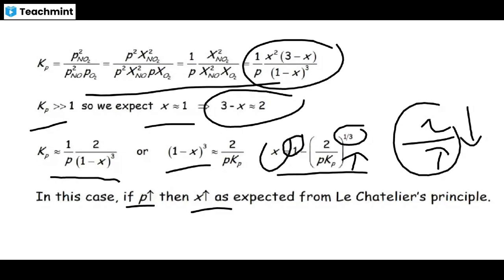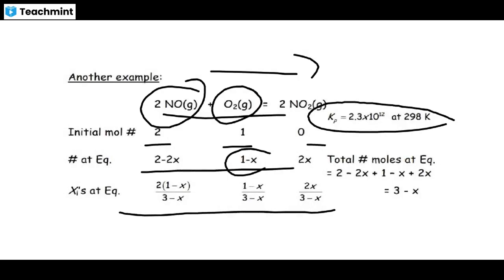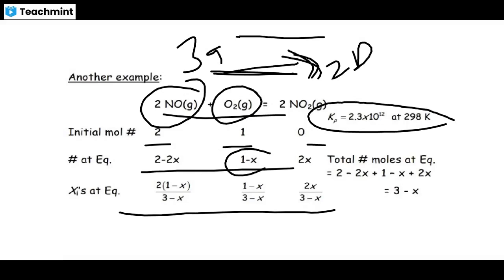So if you increase the pressure, x increases, which means the reaction goes forward, because there are 3 moles of reactant and only 2 moles of product gas. So increasing the pressure reduces the number of moles. If you try to disturb the equilibrium, the equilibrium tends to adjust to the disturbance. So if you increase the pressure, it goes forward. If you decrease the pressure, the reaction goes backwards.